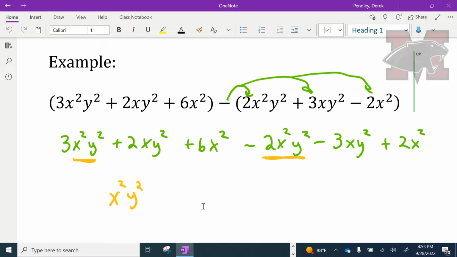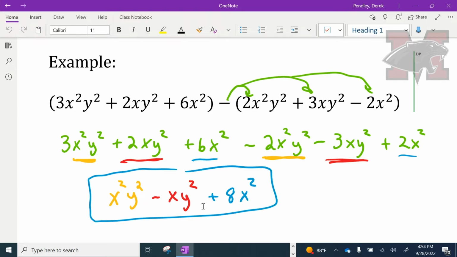Next, I want to identify the xy squared. Xy squared, I have 2 and negative 3, which is negative 1 xy squared. And then I have my regular x squareds. 6 plus 2 gives me 8x squared. So this is a new polynomial with the highest degree term first.